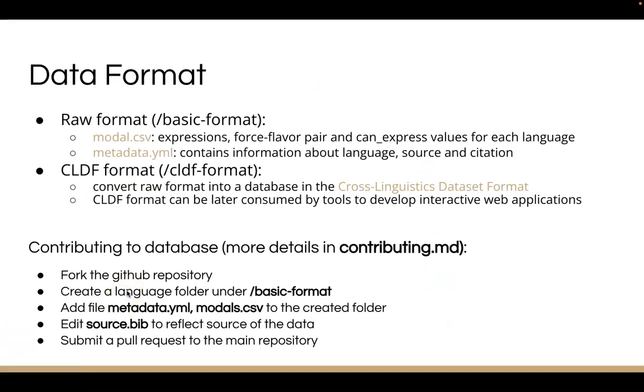Raw format is designed to be very simple and straightforward so that people can contribute with no cost. Basically, you just store the core information that I've just talked about, such as expressions, force and flavor pair, can express value for each language in modals.csv, and information about the language you're contributing in metadata.yml.